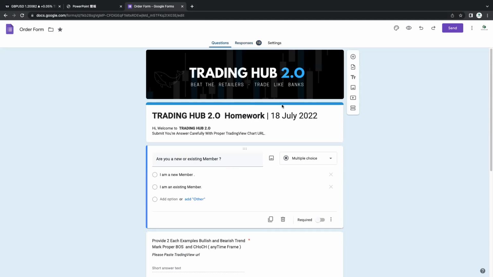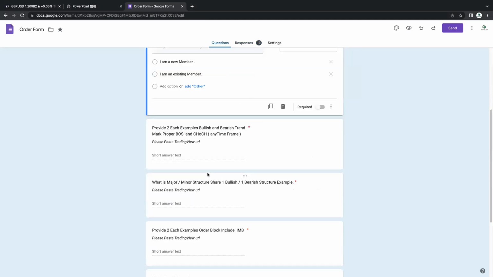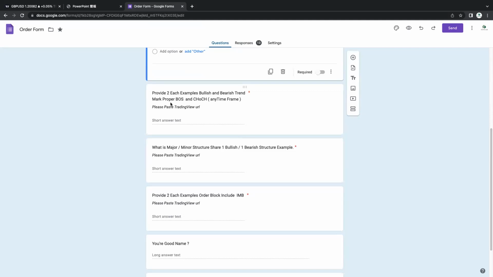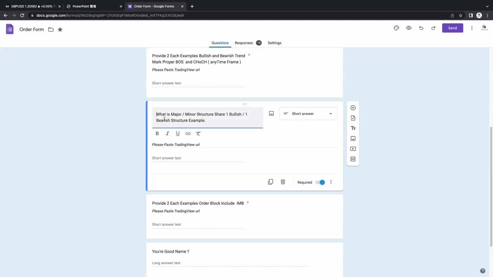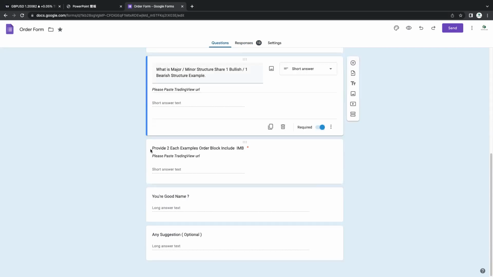Okay, so overall, I gave three homeworks. In the first homework, I gave you to identify the bullish and bearish structure, and it doesn't matter which time frame you are looking at. The next homework was what is minor and major structure, and the third homework was to provide two examples of order block including imbalance. Okay, so let's see.